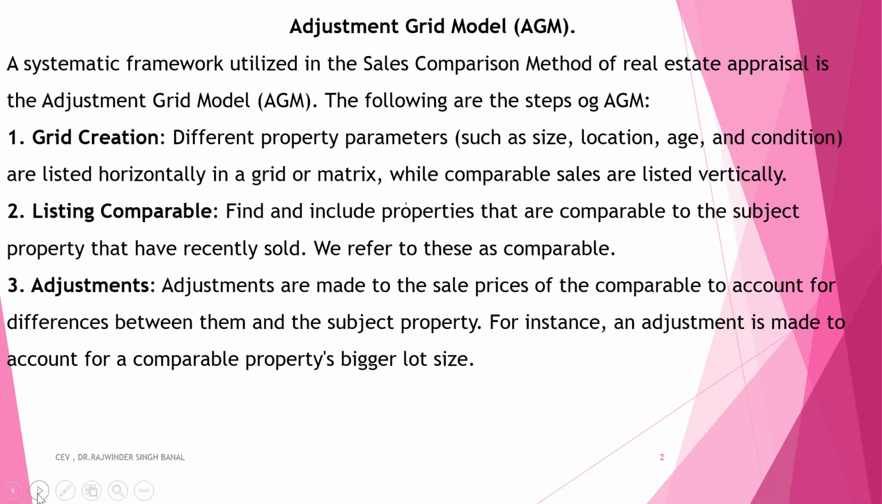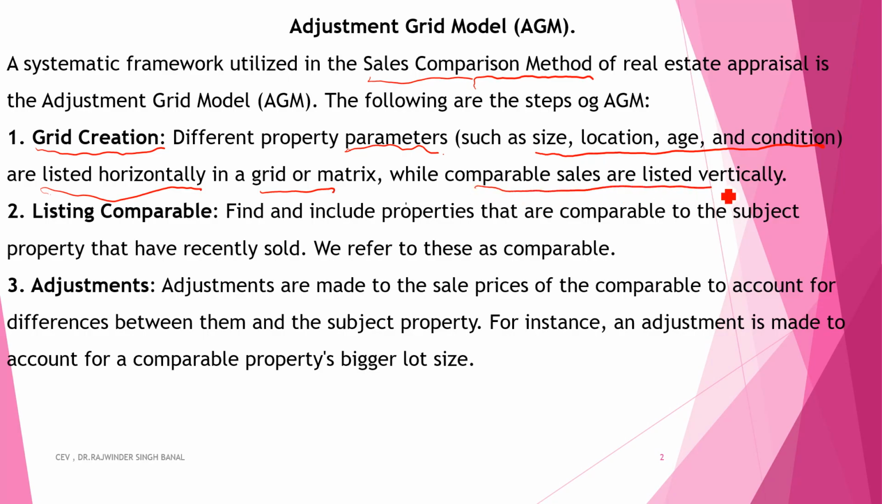So first we will discuss what is the adjustment grid model. The adjustment grid model also comes under the heading of sales comparison method. In this method, the first thing we do is create grids. For creation of grids, you have to choose certain parameters such as size, location, age, and condition, etc. of the building. These are listed horizontally in the grid or matrix, while comparable sales are listed vertically.